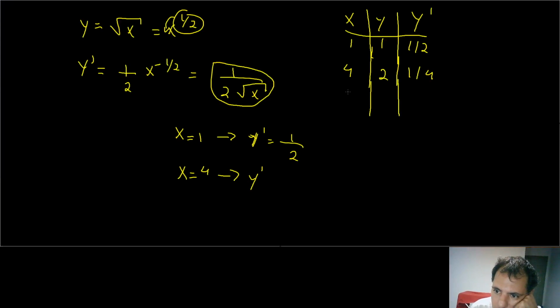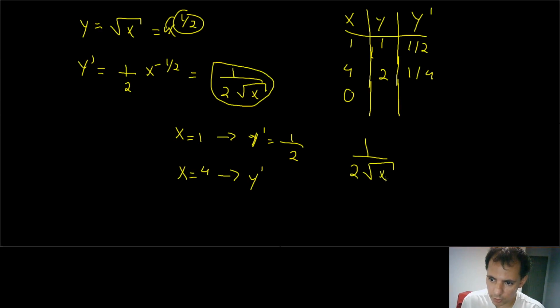Now, what about when x goes to 0? Well, when x goes to 0, the first thing is this function is not even defined. Because you're going to have 1 divided by 2 times the square root of 0 here. You got to put a 0 here, so this is going to be 1 divided by 0, which doesn't exist. So when x equals 0, y just doesn't exist. It's not defined.